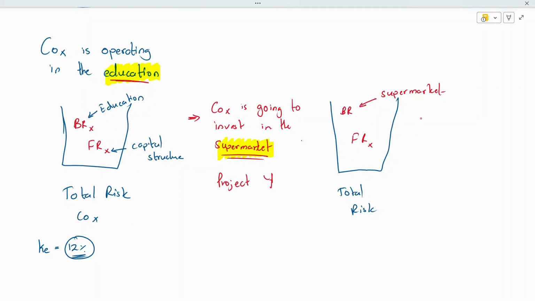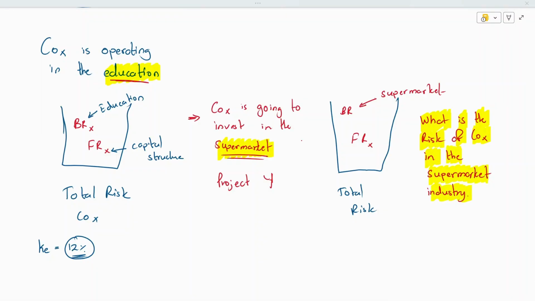What we need is the risk if we are operating in the supermarket. This is what we need. This is what we require. This is what we have to calculate. We have to identify what is the risk of Company X in the supermarket industry.